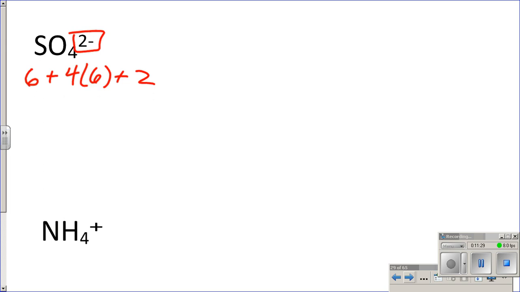You'll see one like that on your test. I'm trying to give you some examples of everything. So total, that's 24 plus 6 plus 2, 32. Yeah. So central sulfur with 4 bonds because you got 4 other atoms to account for it.